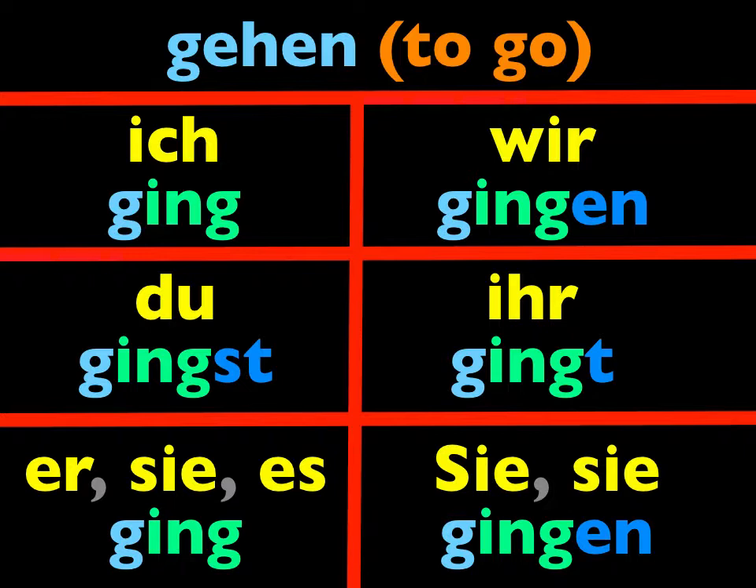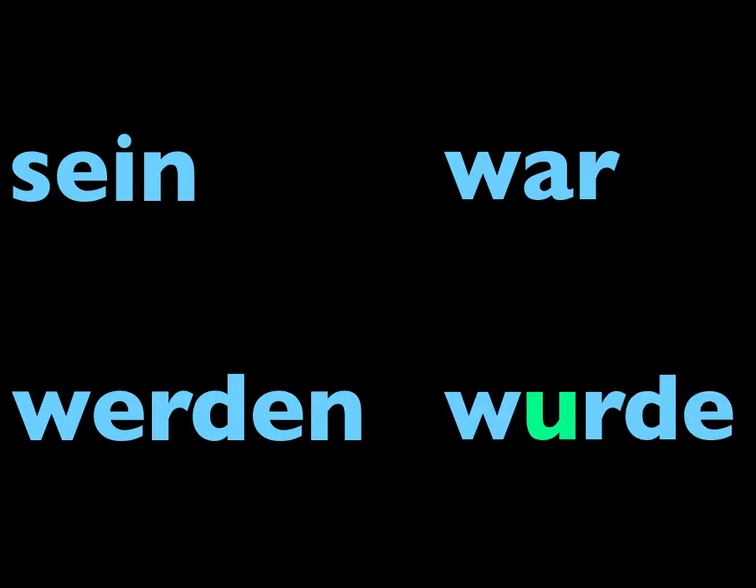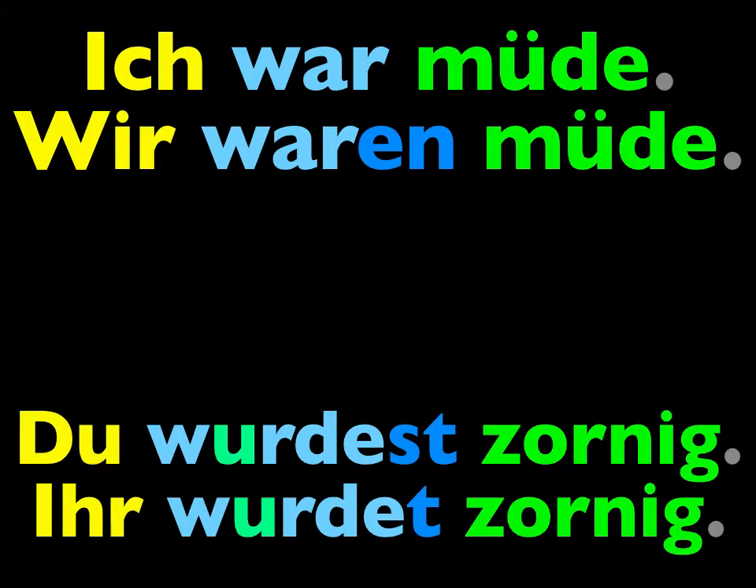But gehen wasn't the main verb we wanted to learn in the last lesson. We wanted to learn that sein and werden are 2 strong verbs that are almost always in the imperfect tense, even in conversations. And sein becomes ich war, I was, and du warst, and wir waren, etc. And werden, to become or to get, like to get cold, to get warm, etc. Ich wurde, du wurdest, er wurde, etc. And we use these 2 verbs in sentences such as ich war müde, I was tired, wir waren müde, we were tired, du wurdest zornig, you got angry, or you became angry, and ihr wurdet zornig, same translation, but it's you plural now.